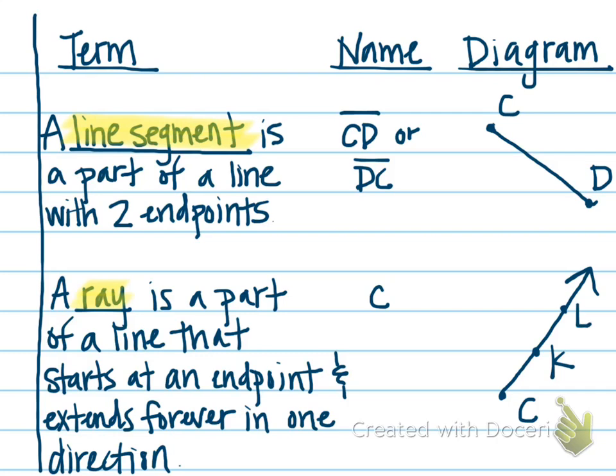So we could call this CK, or we could call it CL. You have to have two letters. Now, above the two capital letters is an arrow pointing to the right. The first letter, remember, has to be that endpoint right here.